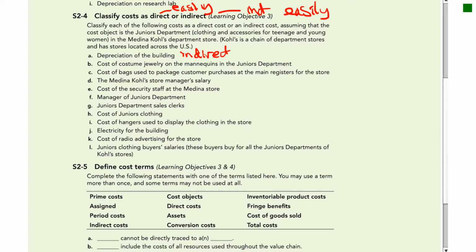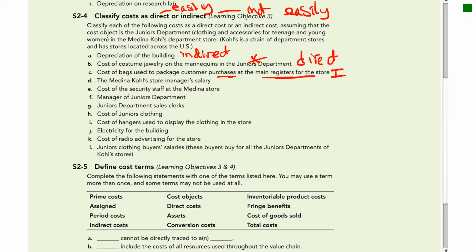Part B, cost of costume jewelry of the mannequins in this particular department. Guys, that's going to be a direct cost. This is only for that department. That's easy to trace. Number 3, cost of bags used to package customer purchases at the main registers for the store. This is for everything. This just isn't for the juniors department. So therefore, because it's not just exclusively for the juniors, you're going to say, I'm just going to use letter I. That's going to be indirect.